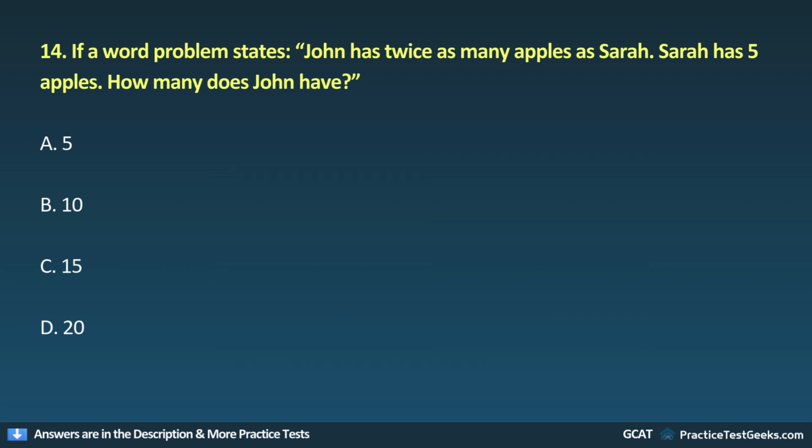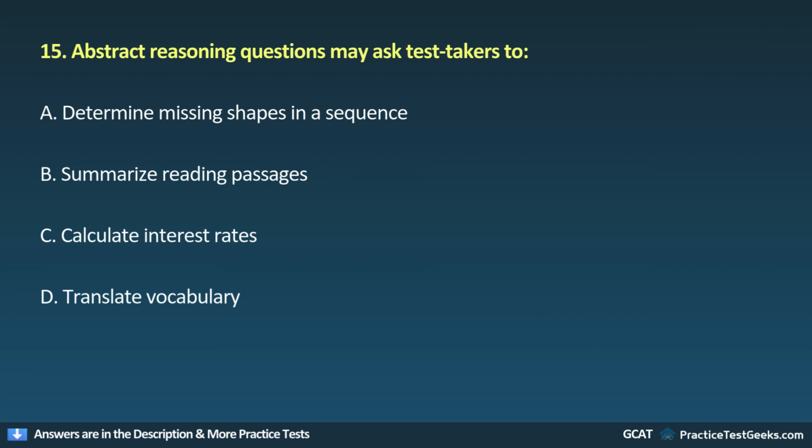14. If a word problem states, John has twice as many apples as Sarah. Sarah has 5 apples. How many does John have? A. 5. B. 10. C. 15. D. 20.